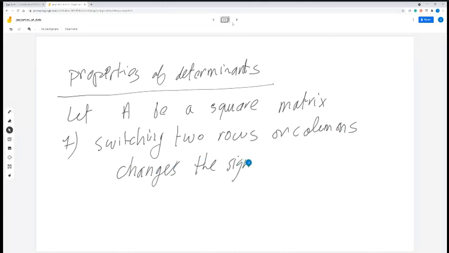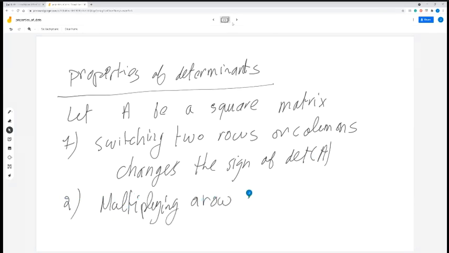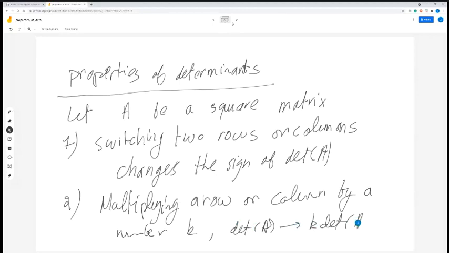of determinant A, right? And the second one: if we multiply a row or a column by a number k, the determinant of A goes to k times the determinant of A. In other words, the determinant itself gets multiplied by the same number.